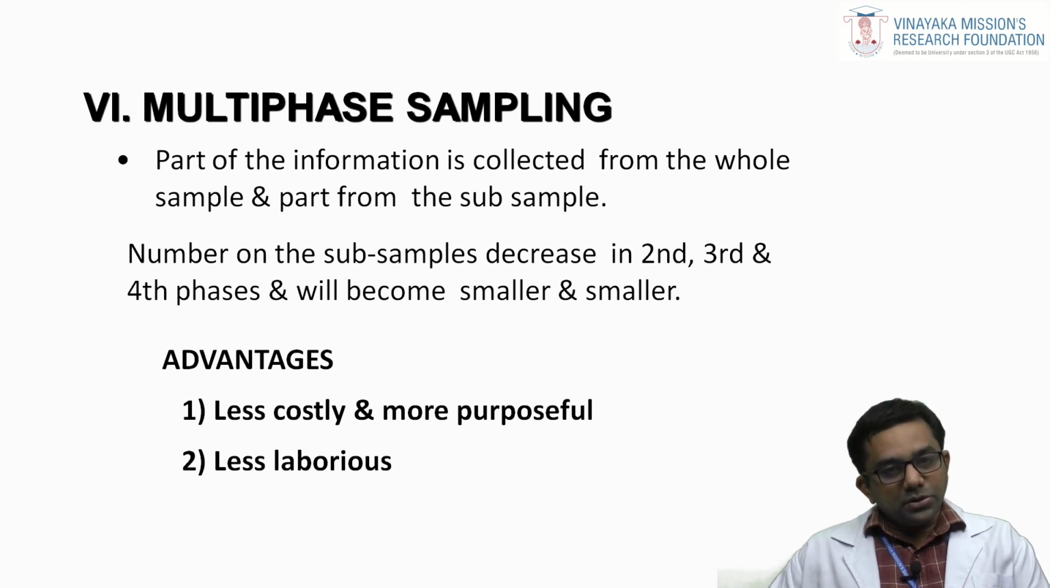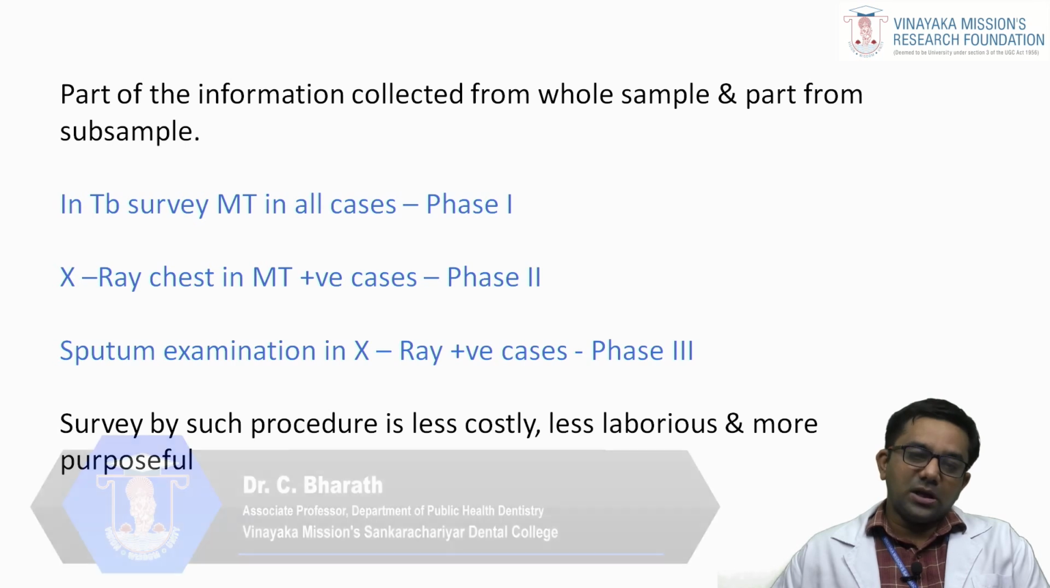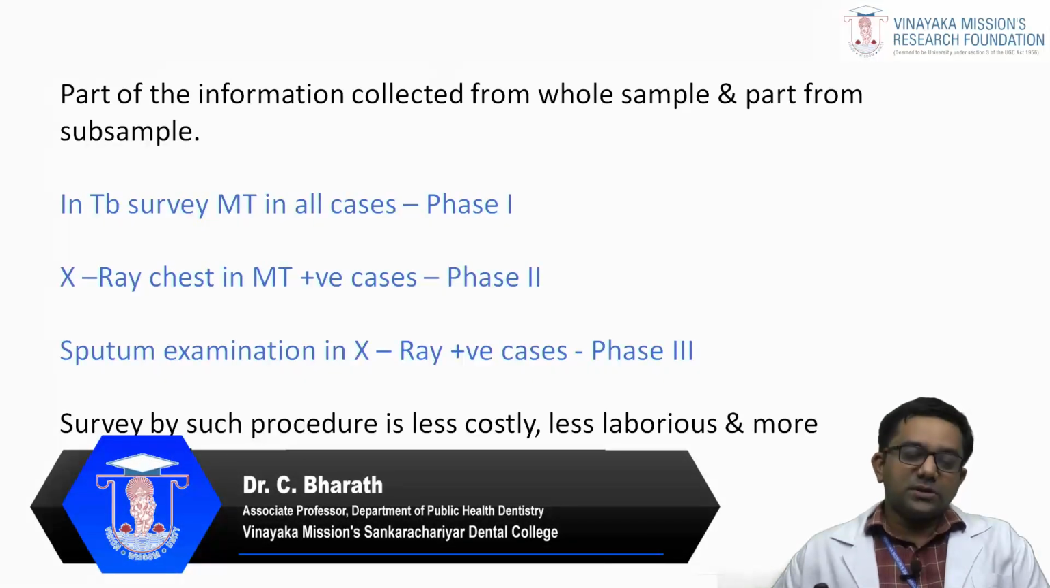Example, for tuberculosis infected patients, in a TB survey we often check for tuberculosis cases in everyone in the first phase, and then in the second phase a chest X-ray is done. That becomes the second phase, and in the third phase a sputum examination is done. So, that becomes the third phase of sampling.